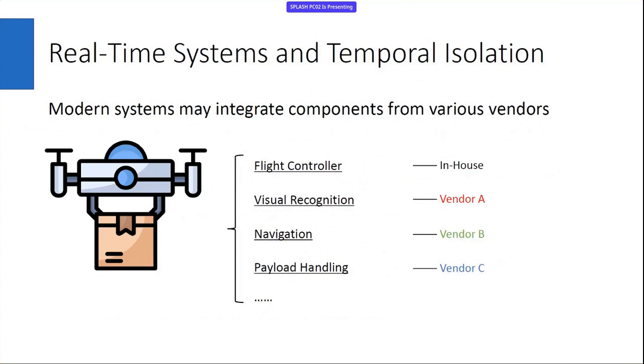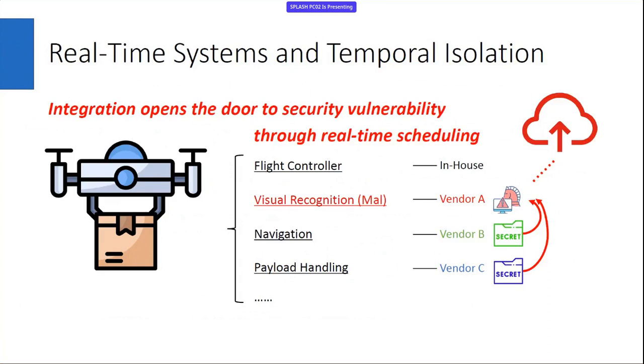And when you look at the software components installed on these different systems, you have a flight controller, a visual recognition module, navigation, and payload handling. And they could come from different vendors. Furthermore, you might see some accidental interaction across these different collections of code from different vendors, right? So this integration opens the door to security vulnerabilities through real-time scheduling.